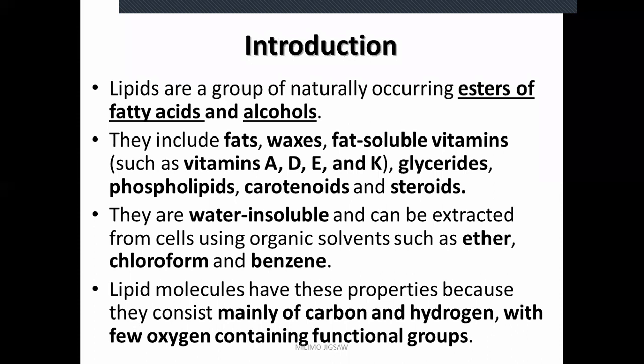Remember, in carbohydrates we had bonds which are called glycosidic bonds. In proteins, we have bonds which are called peptide bonds. Now in lipids, we have ester bonds. Some examples of lipids are fats, waxes, also the fat-soluble vitamins, that is vitamin A, vitamin D, vitamin E, vitamin K. And also the glycerides, the phospholipids, the carotenoids, and the steroids.